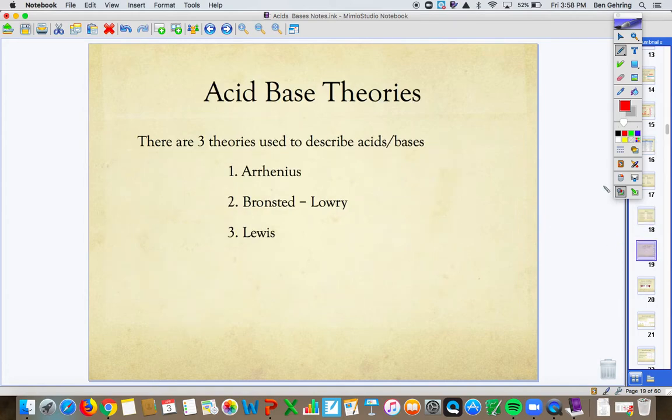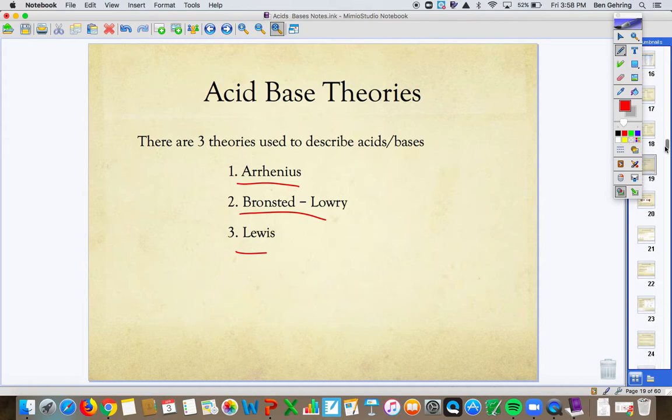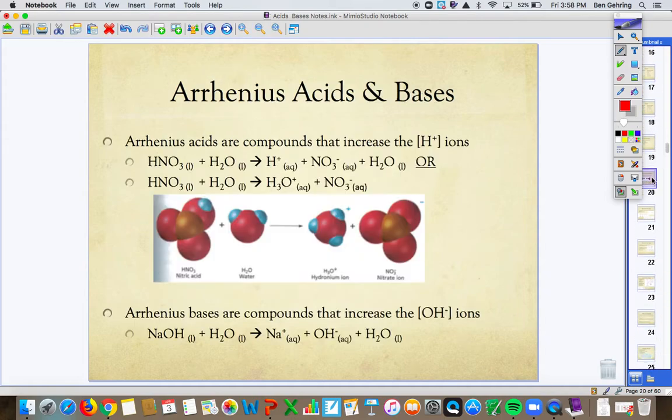And then when we talk about acids and bases, there are three ways that we can identify or classify them as an acid or a base. So we say this is an acid, and you can ask why is that? It should line up with one of these three theories: either Arrhenius, Bronsted-Lowry, or Lewis. And we'll talk about how those three are different and what they mean.